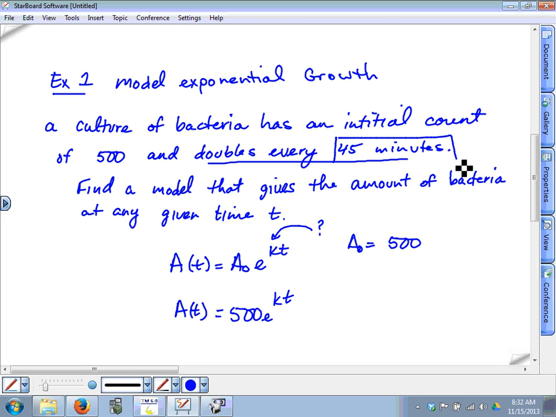We know one particular time value of 45 minutes. So if we let t for right now equal 45 minutes, then what's the future amount at that 45 minutes? 1,000. So at time equal to 45 minutes, then we have this: 1,000 is equal to 500 times e to the k times 45. Now we've made an equation with only one unknown. Where did the 1,000 come from? It doubles because we've allowed 45 minutes to pass. And according to our information, after 45 minutes, the initial count doubles.